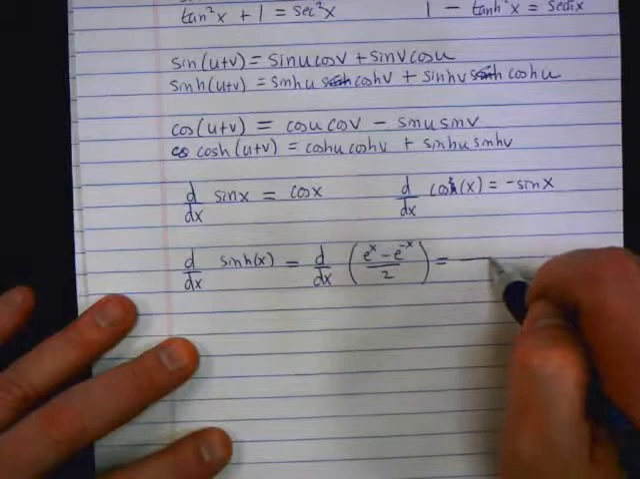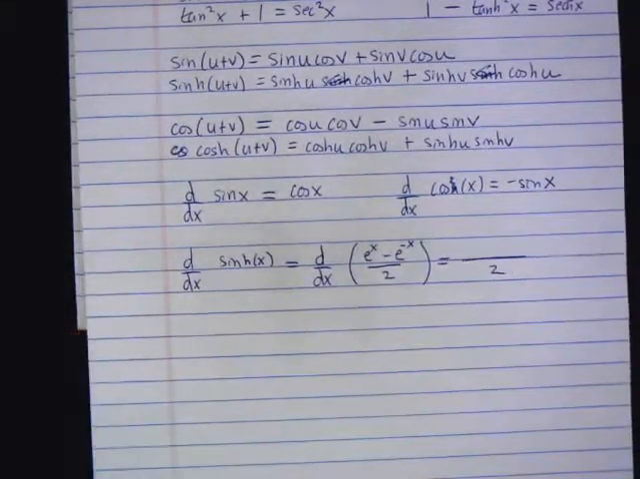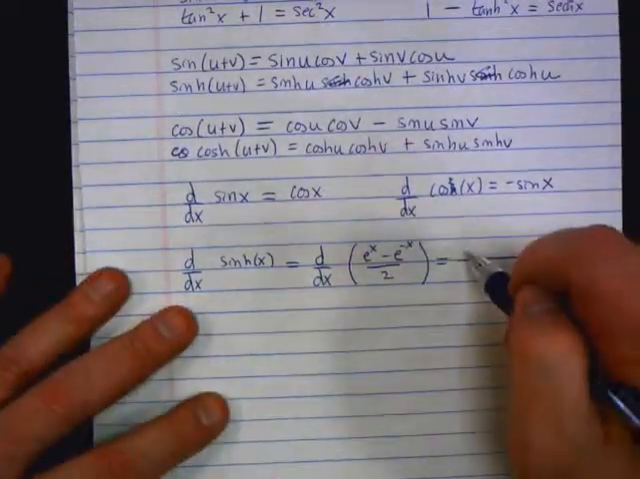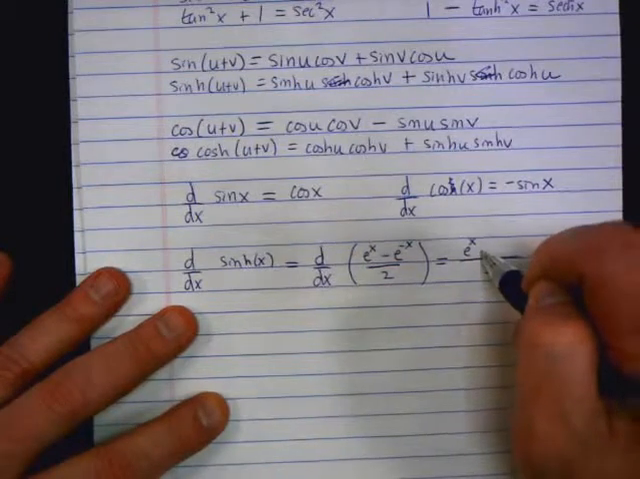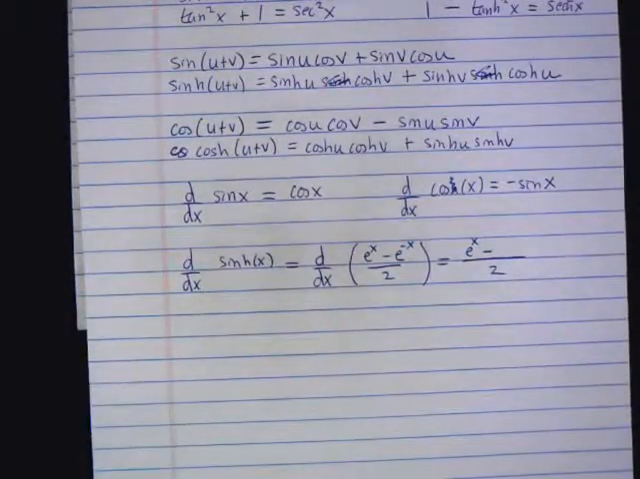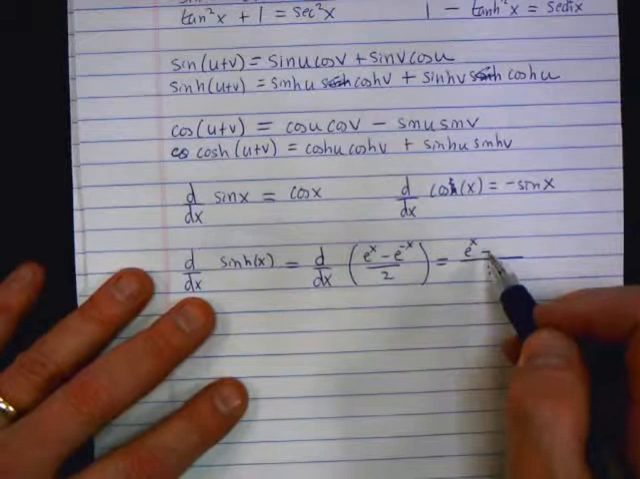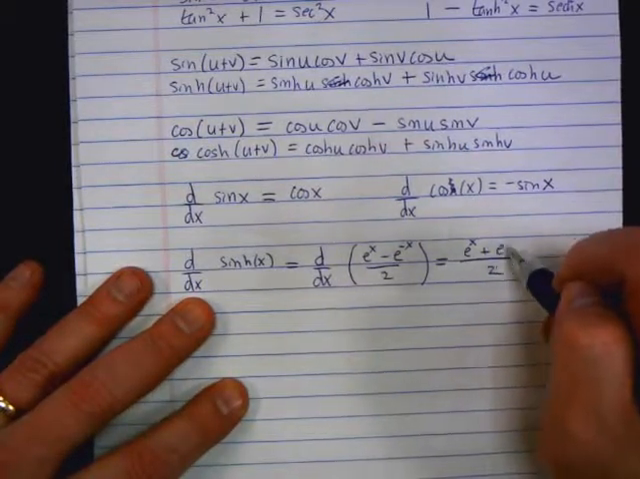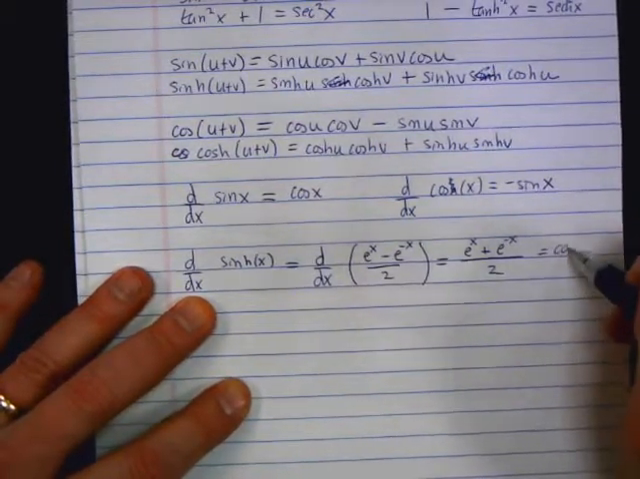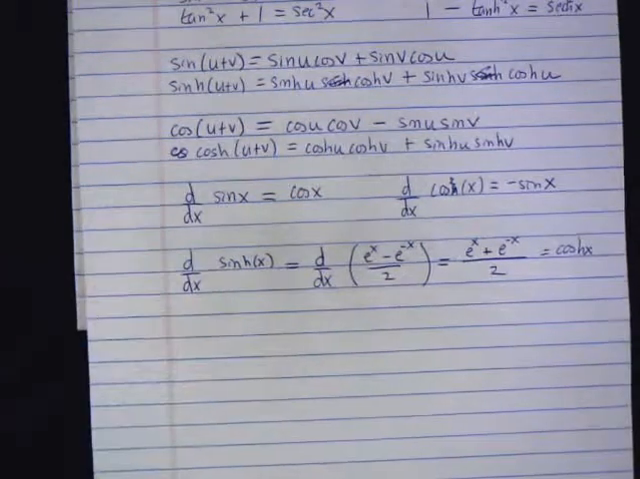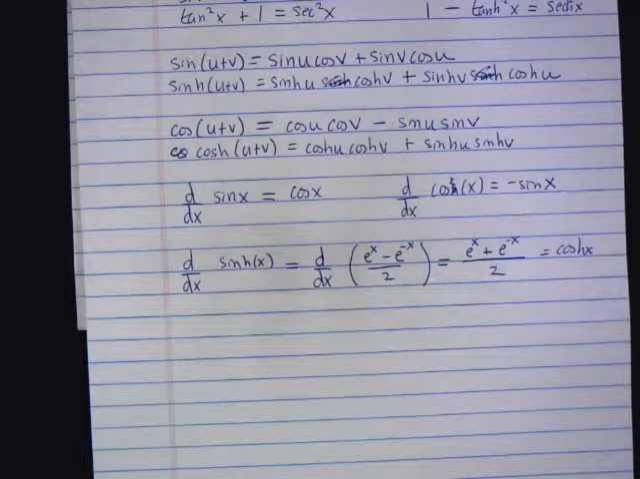So that's going to be something over 2. What's the derivative of e to the x? E to the x. Minus, what's the derivative of e to the negative x? Negative e to the negative x. You've got to use a chain rule there, but I've already got a negative, so that's going to make it a positive. That is hyperbolic cosine. So the derivative of hyperbolic sine is hyperbolic cosine. Same rule, that's nice.